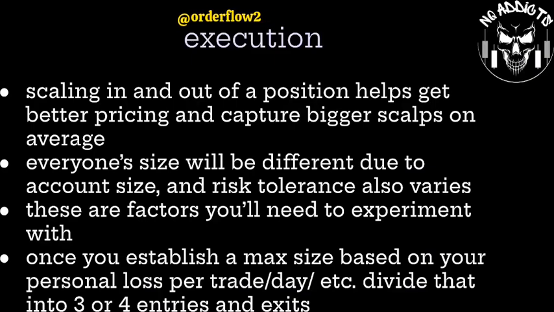So once you establish a max size based on your personal loss per trade, per day, etc., divide that into 3 or 4 lots for your entry and exit, right? So if 1 mini is your max size, you're going to need to use micros. Okay, so scale in 3 micros at a time. 3, 6, 9, maybe 12. Okay, and then scale out.